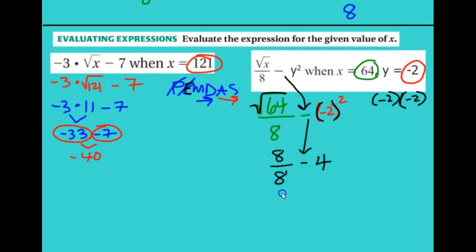This negative is still coming from that sign there. 8 over 8 is just 1. So we did our multiplication and division. And then add and subtract 1, take away 4. Well, there's going to be more negatives. It's a -3.